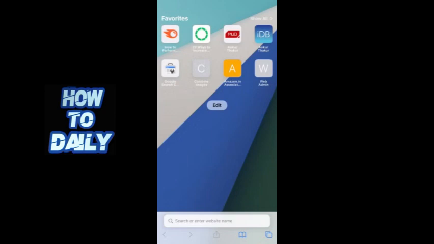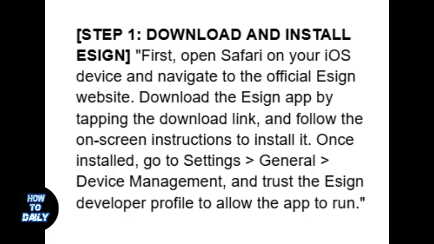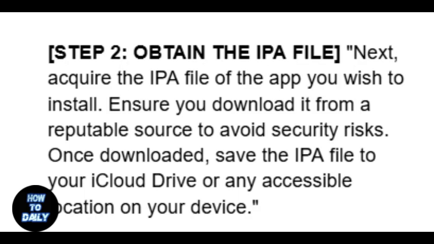First, open Safari on your iOS device and navigate to the official Esign website. Download the Esign app by tapping the download link and follow the on-screen instructions to install it. Once installed, go to Settings, General, and Device Management, and trust the eSign developer profile to allow the app to run.